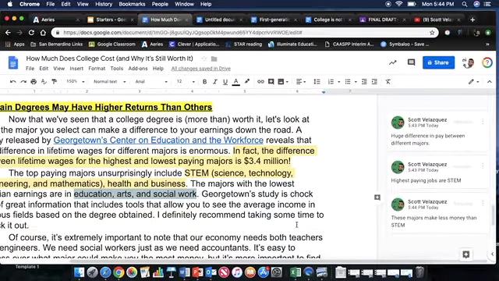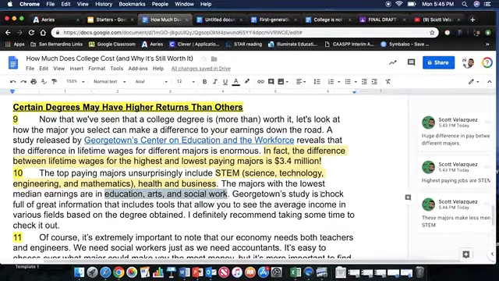A social worker means somebody who works for maybe a therapy, right? They deal with mental health, or they deal with people who are struggling with depression. Counselor, anyone that works in that type of field will make less than somebody who is in technology or STEM.